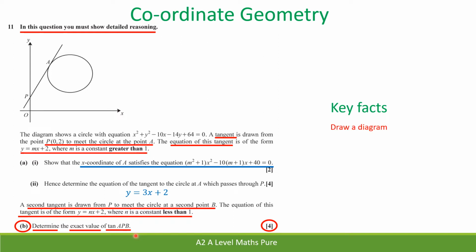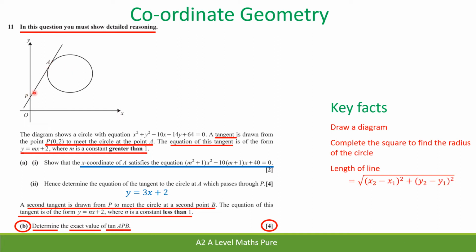Draw yourself out a diagram, or on the diagram that is given on the exam paper, draw in the extra lines. So draw in this second tangent here and draw down the angles that you need to work out and any measurements you think will help you along the way. You're going to need to complete the square on this equation here to be able to work out the radius of the circle. So the radius of this circle is going to be really important to us. You're going to have to work out the length of the line. So that will be the length of the line AP you're going to have to find out. And you do that by subtracting the x coordinates and squaring them, and the y coordinates subtracted and squared, basically using Pythagoras' theorem between two coordinates to work out the length of the line AP.